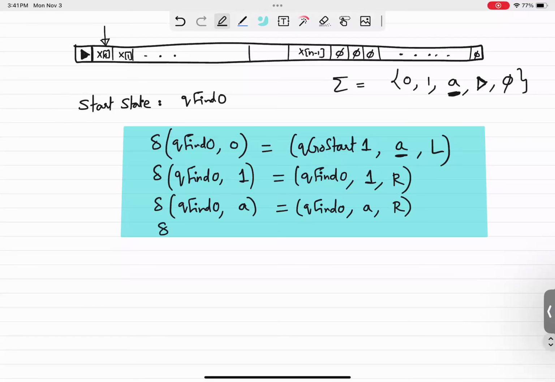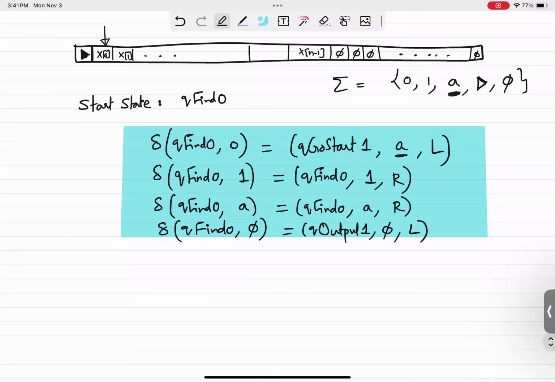Lastly, I'm looking for a 0, but I find the empty symbol, meaning I've reached the end of the input on the tape. What should I do then? At this point, we know the output should be 1, because I'm looking for a 0 and I haven't found a 0. So you say Q output 1, keep the empty symbol as it is, go to the left.